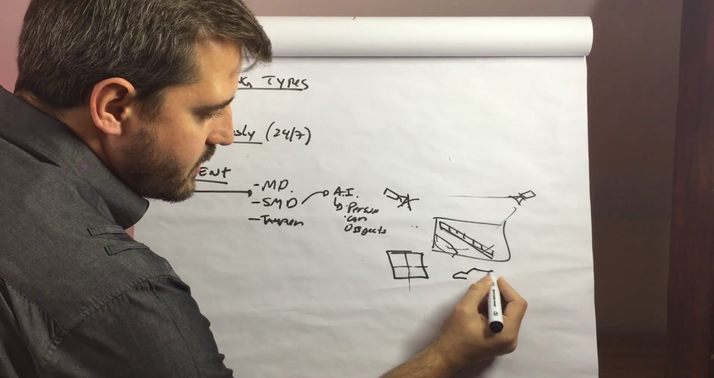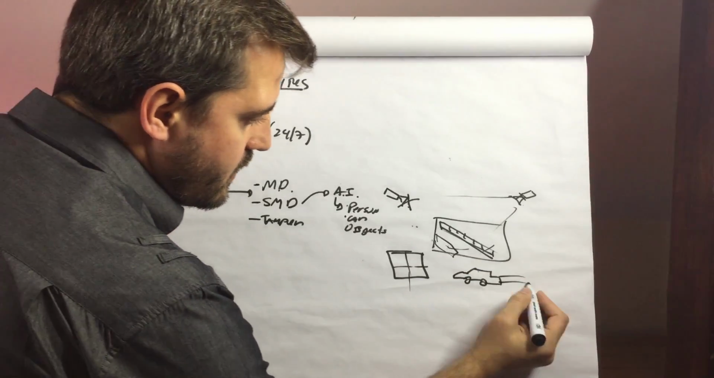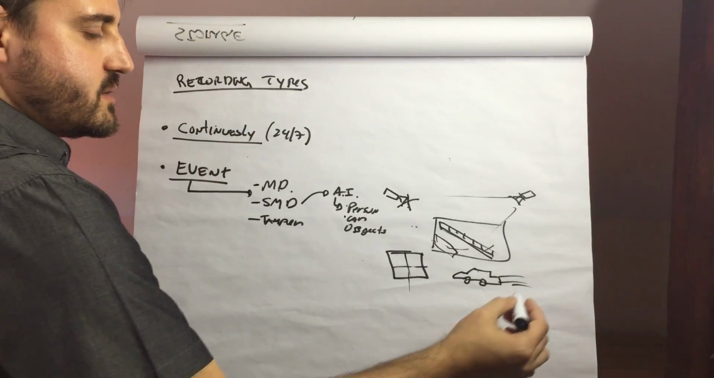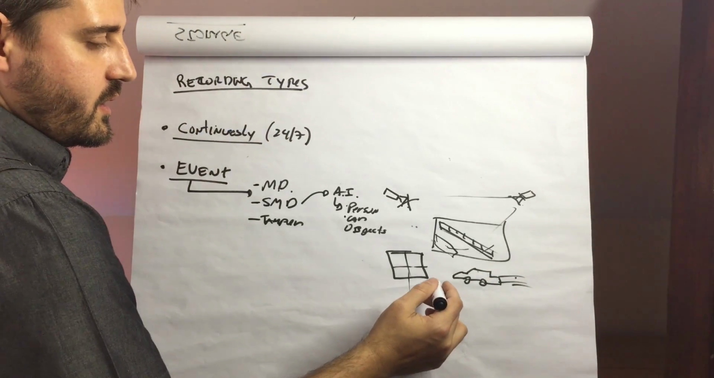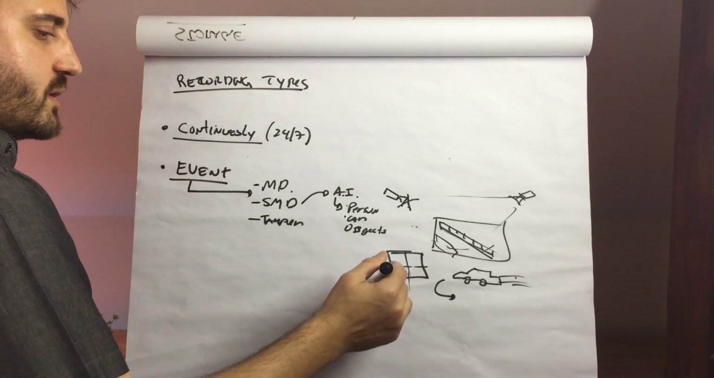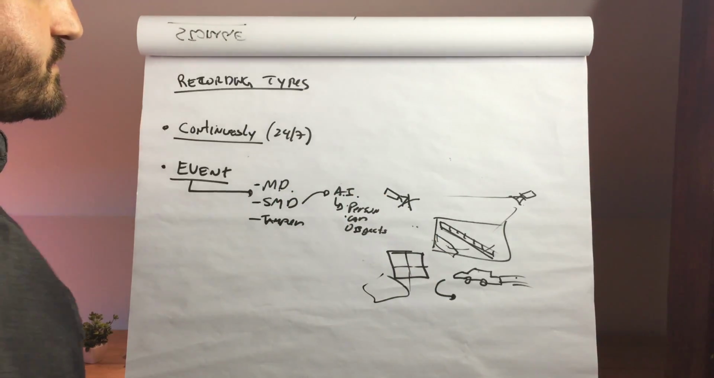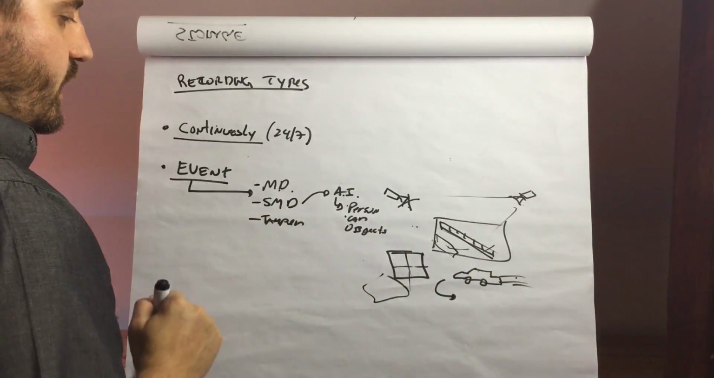Cars, let's try to draw here, car. So we can have speed detection, illegal U-turn, illegal parking. We have different types of events related to cars as well that can trigger a recording.